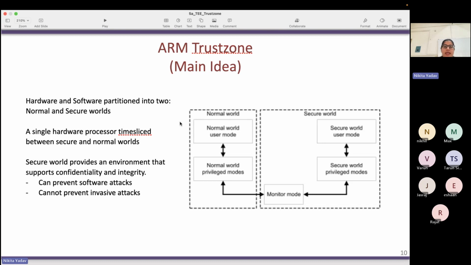Although I must say that there have been attacks on ARM TrustZone as well, and of course it's not completely secure. There have been attacks even on ARM TrustZone, but this is what it provides.